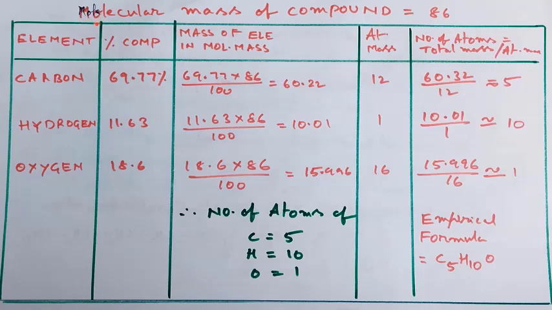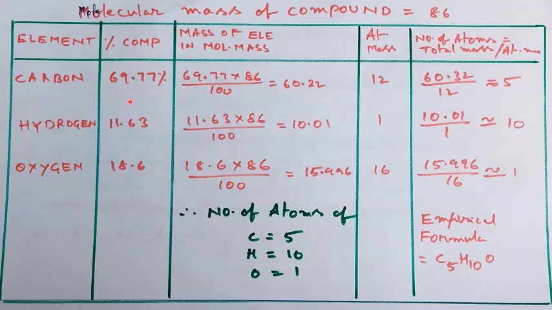Now here the molecular mass of the compound is 86. Now let us have a table of the element percentage composition. Multiply the percentage composition with the molar mass and divide by 100. Therefore we get the mass of that particular element in the molecular mass. And divide this mass of the element in the molecular mass by the atomic mass of the element. Therefore we can get the number of atoms in the empirical formula.